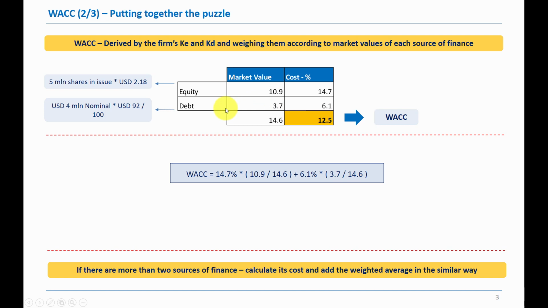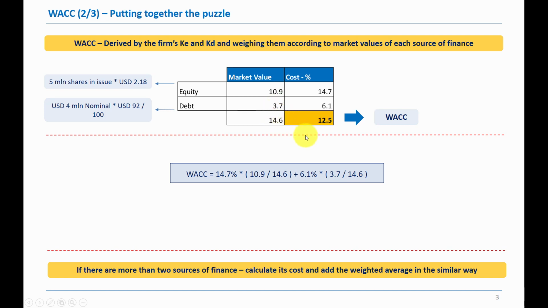Similarly, you go to the website that is used for trading debt. In Pakistan, the website that gives you the market value of debt is Mufab. So you go there, you get the price of the debt which you're thinking to raise finance from. It was 92. You know the par value is 4 million. You divided 92 by 100 times the par value and you get a market value of debt of 3.7. So your total capital would be 14.6, 10.9 plus 3.7.